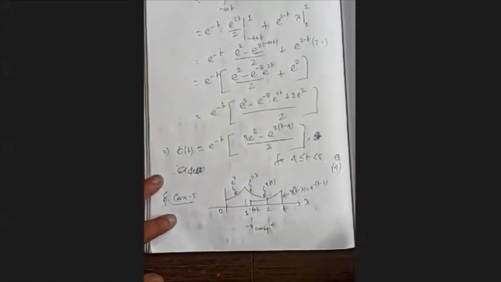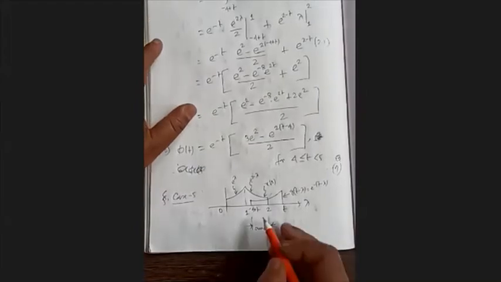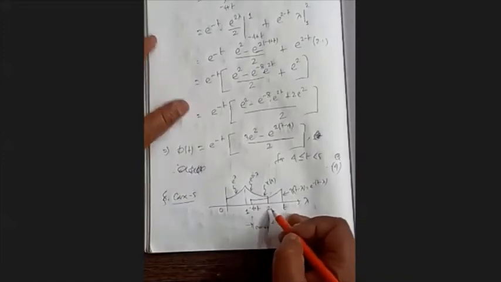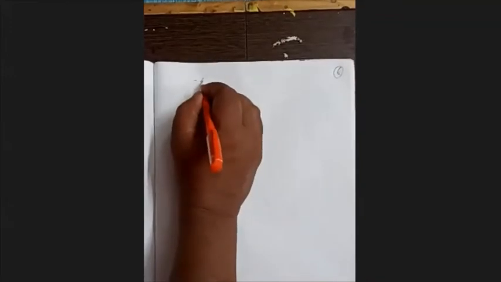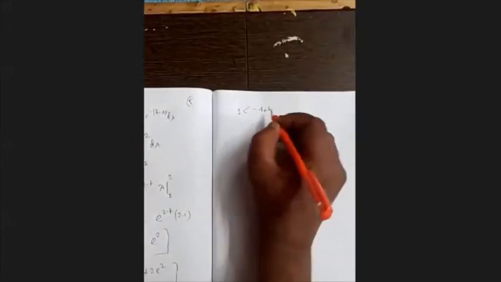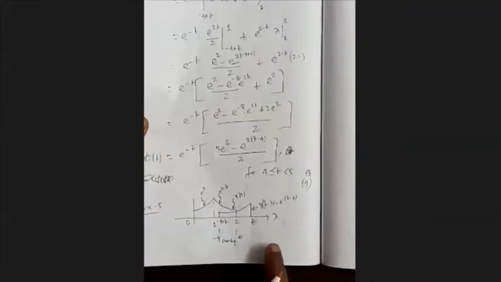Okay. And what is the condition? I write it in the next page. When minus 4 plus t is greater than 1 and less than 2, and t is greater than 2. These are the conditions. So go to the next page, page number 6. So minus 4 plus t should be greater than 1 and less than 2, and t is greater than 2.